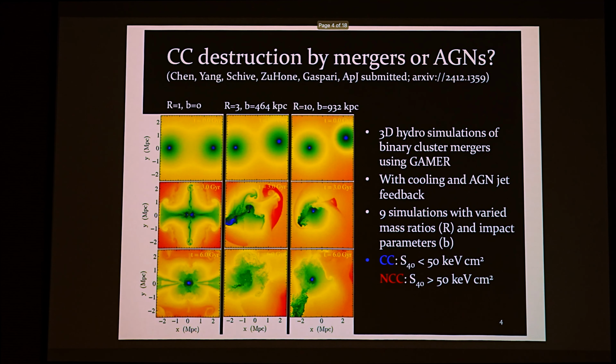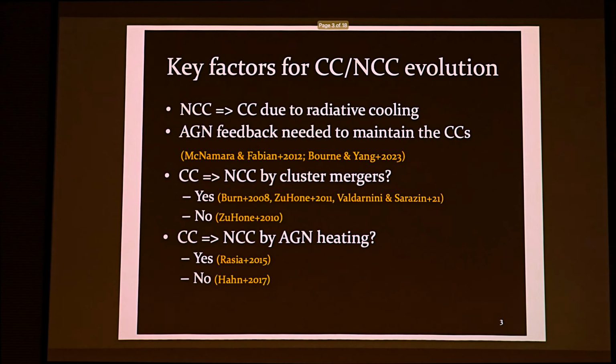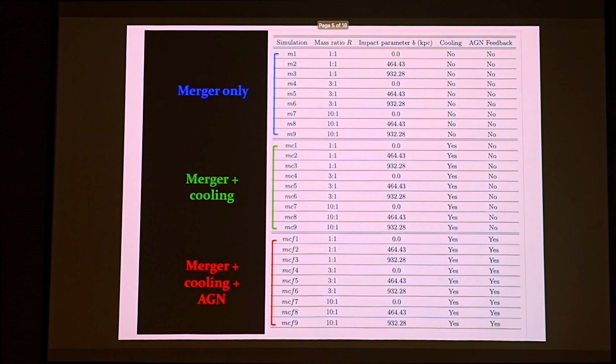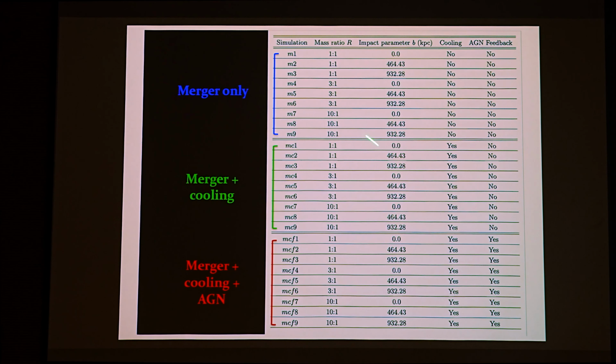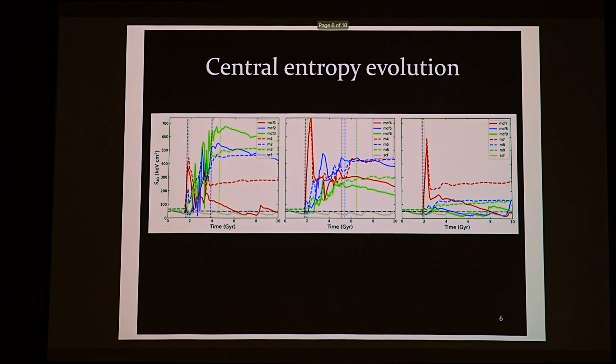Here's a table summarizing the 9 simulations that I just told you about, and the default set includes radiative cooling and AGN feedback. For comparison, we also have a merger-only run and a merger plus cooling run. So for all our simulations, we can analyze how the central entropy evolves with the cluster lifetime.